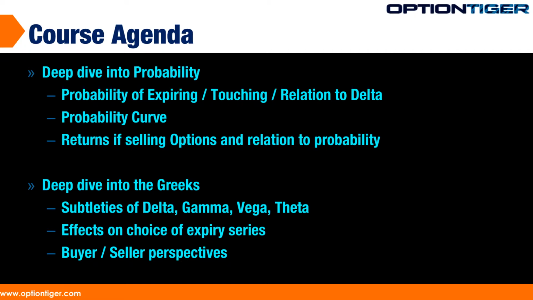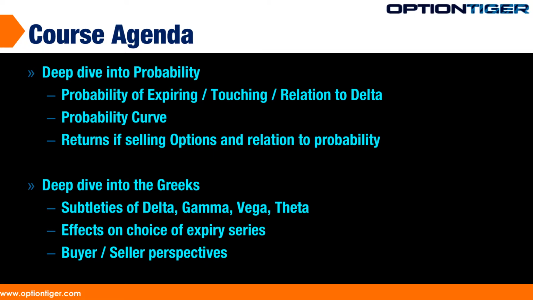Probability becomes much more important when you're selling options. And so we'll be looking at selling options and its relation to probability. And this is where you need to be careful, because when you're selling options, as you know, you're exposed to higher risks. Therefore, your understanding of probability becomes very important. But probability also has a role to play when you're buying options, and I'll show you that as well.